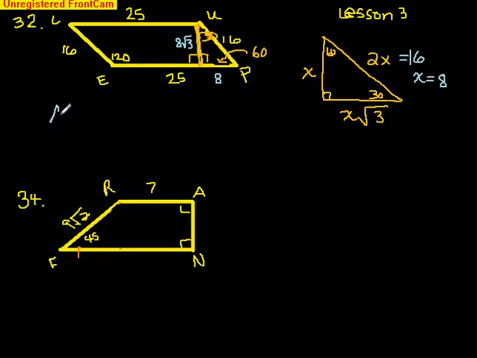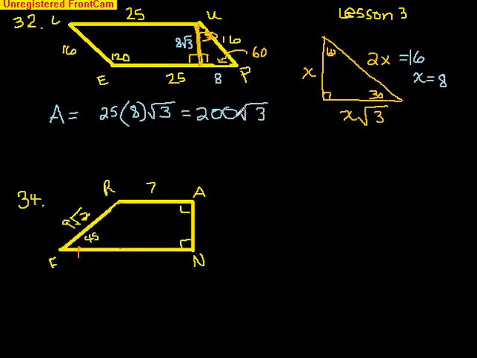Now when we find the area, it's the base, which this whole thing is 25, by the way, 25 times 8 square root of 3. So our final answer to this one is 200 square root of 3. There's no unit, so you don't have to have units in your answer.